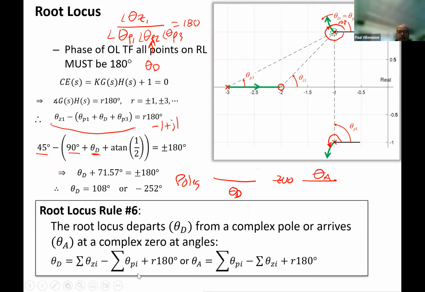All right. So for the departure angles, you're leaving a pole, use this equation. For arrival angles, you're going to a zero, use that equation.